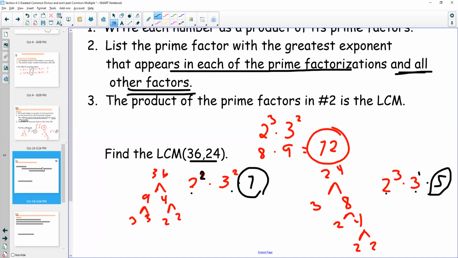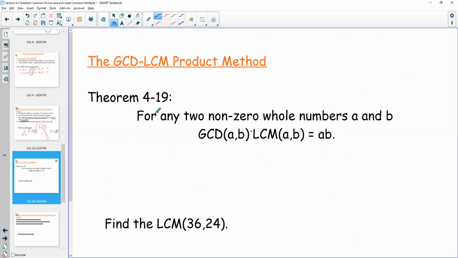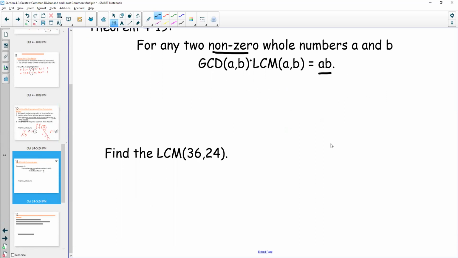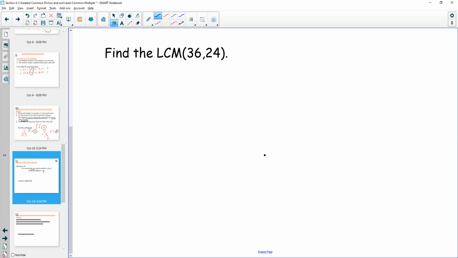It'll be okay. There is a really important theorem here. For any two non-zero whole numbers A and B, the greatest common factor of A and B times the least common multiple of A and B is the same as A times B. So if you know the numbers, you can find their greatest common factor or their least common multiple, and then you can solve an equation to find the missing one.